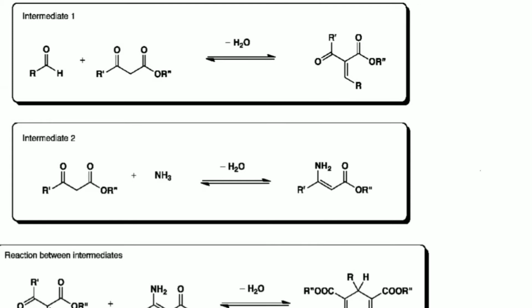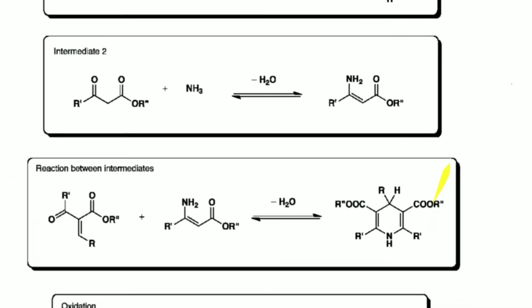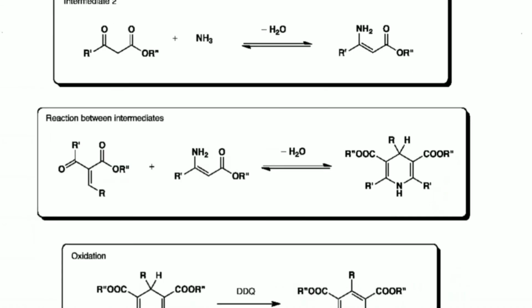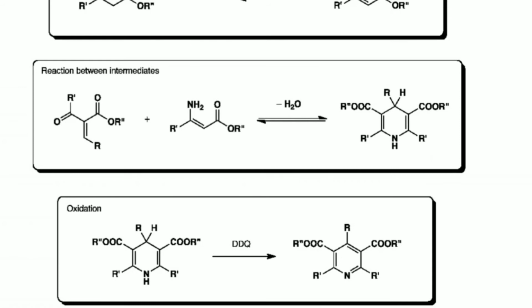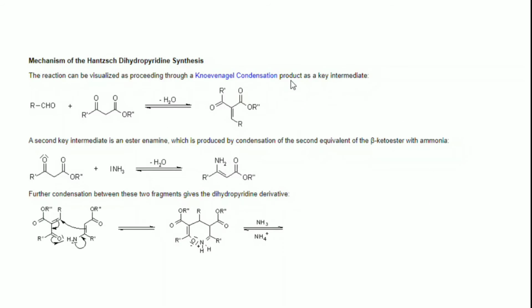The second intermediate is formed when another molecule of beta-keto ester reacts with ammonia, and here also a water molecule is removed. Then the second intermediate is formed. In the third step, both intermediates react with each other and form double hydrogenated pyridine. After that, the double hydrogenated pyridine will oxidize and form substituted pyridine. So in this slide you will see how the two intermediates actually react.